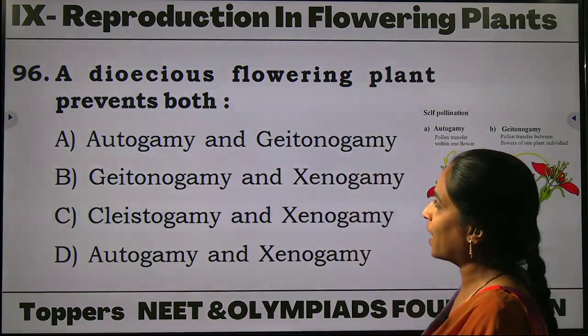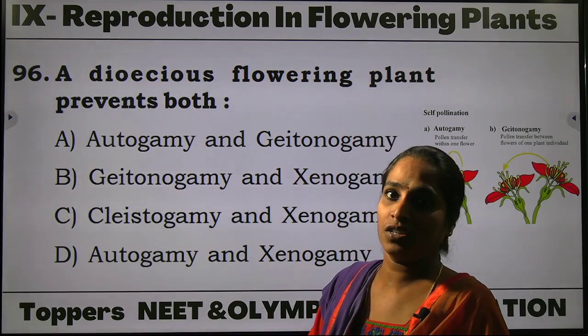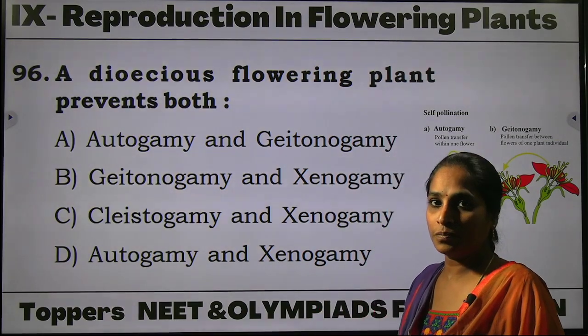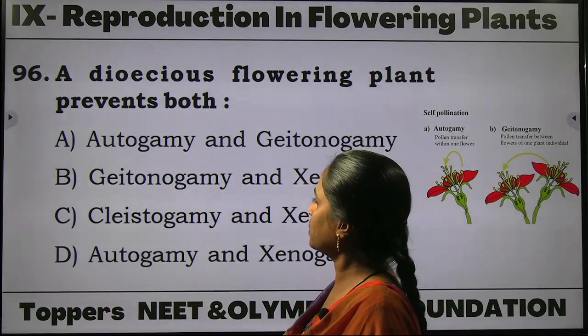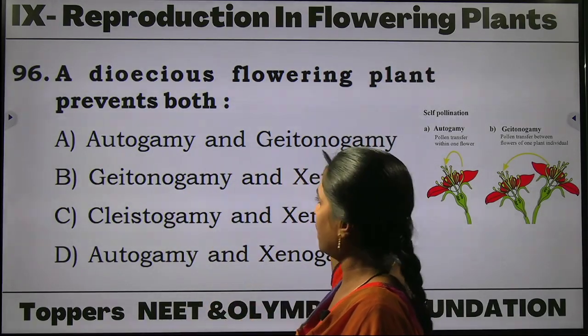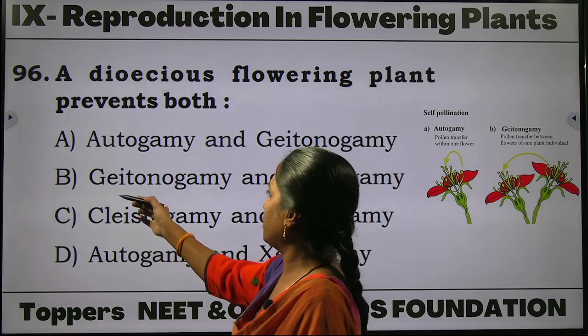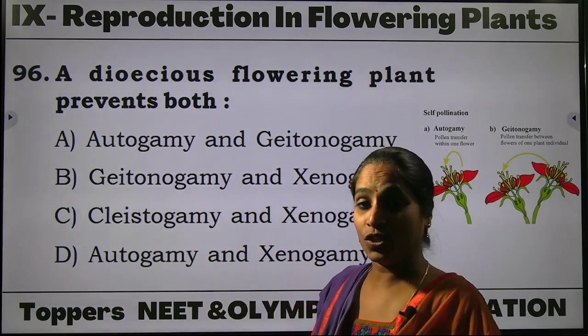Dioecious flowering plant prevents both. What is a dioecious flowering plant? Dioecious means two characters. Okay, so what might be the two characters? It might be autogamy and geitonogamy. It might be geitonogamy and xenogamy.